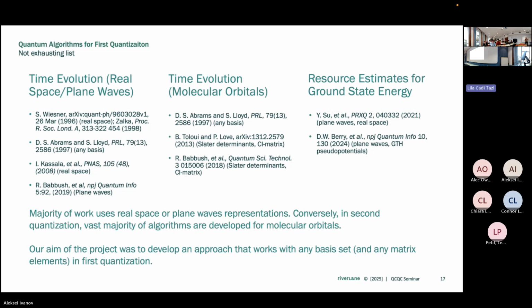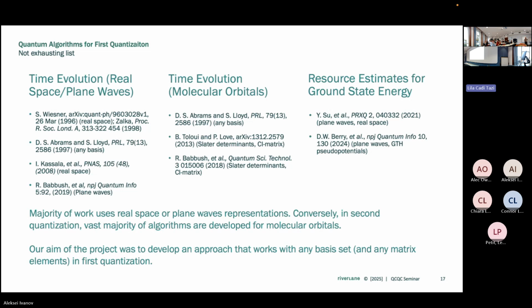They provided some asymptotic scalings of the quantum algorithm, but no detailed resource estimates were done. Again, as I said, it works in a specific state determinant basis set. And I'm not aware of any other works in the molecular orbitals in the first quantization. Then there were some works with detailed resource estimates, again in plane wave for real space, and then a generalization of this to the GTH potentials.